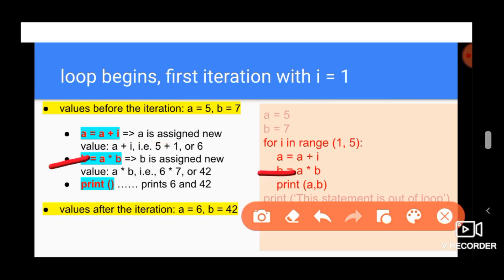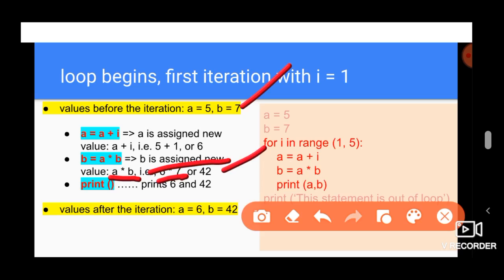The next statement is B is equal to A star B. Now see, the value of A has become 6. It is not 5 now, and the value of B is 7. So what does A star B give us? It gives us 6 star 7, that means 6 multiplied by 7, so it becomes 42. And again, where does this value 42 go? It goes in the variable B. So B is assigned the new value 42.